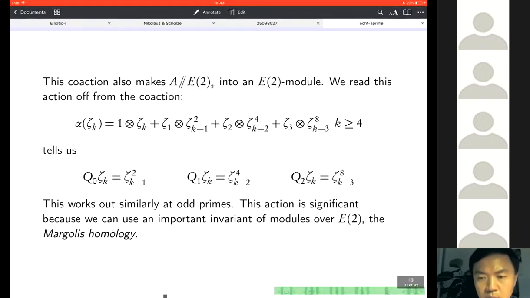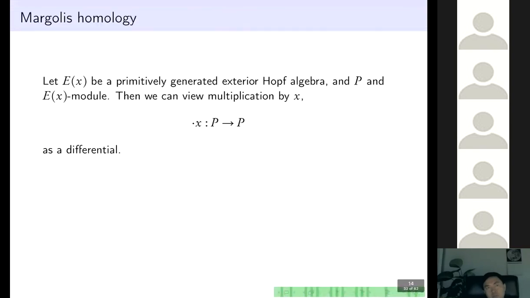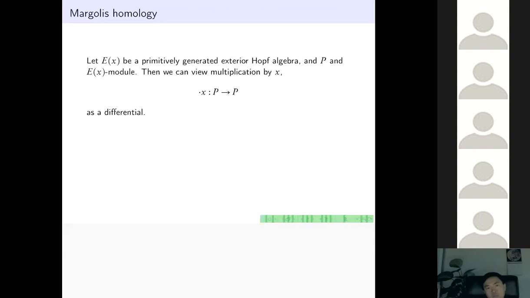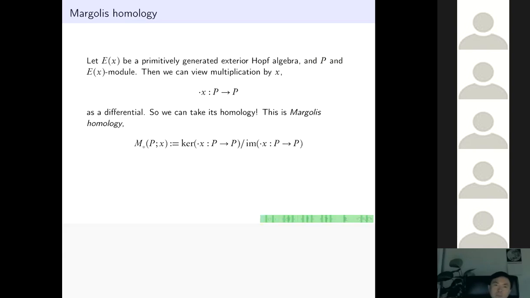So one of the reasons for doing this is that there's a really important invariant for studying the Ext groups of modules over an exterior algebra, and this is called the Margolis homology. So let me remind you what the Margolis homology is. Suppose that you have an exterior algebra, E(x), and you have a module over this exterior algebra. Then you can consider the multiplication by x map on the module. And because it's an exterior element, it squares to 0. So in particular, you can regard it as a differential. And so you can turn the module into a chain complex, and then you can take its homology. And that's what we call the Margolis homology. So in particular, the Margolis homology with respect to x is just the kernel of the multiplication by x modulo the image of multiplication by x.